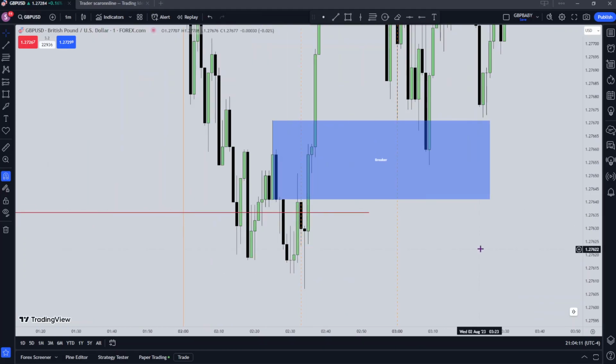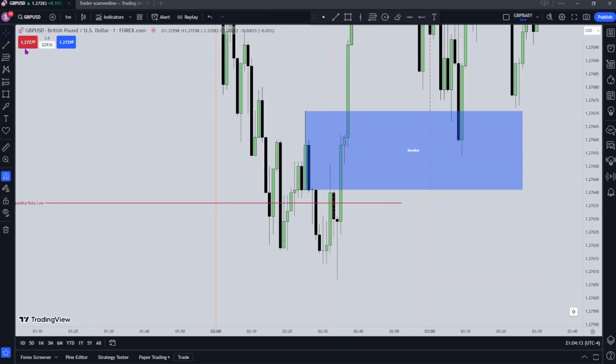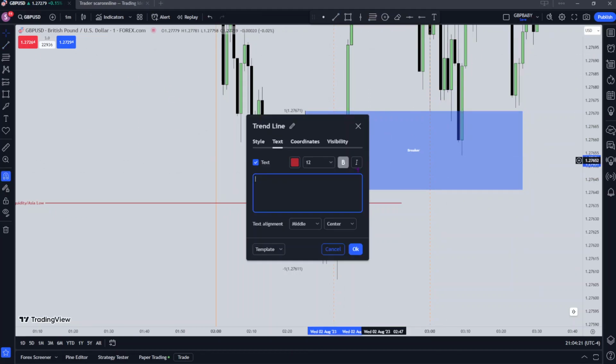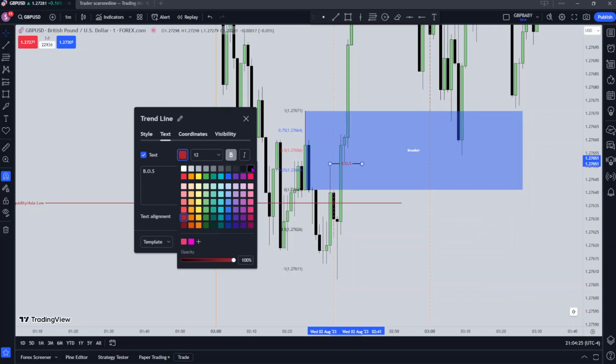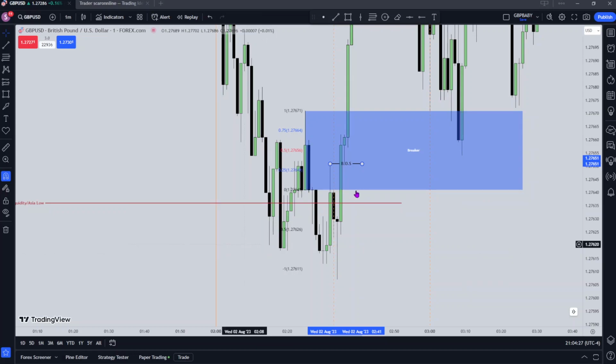So we can be buying all through this if we're anticipating higher prices. We have a break on market structure here, so let me just make that clear. B.O.S. Make that black. So we have a break on market structure here. We then find support, and then we continue higher. We do have a fair value gap, but that doesn't get traded to, so this can act as a breakaway gap.